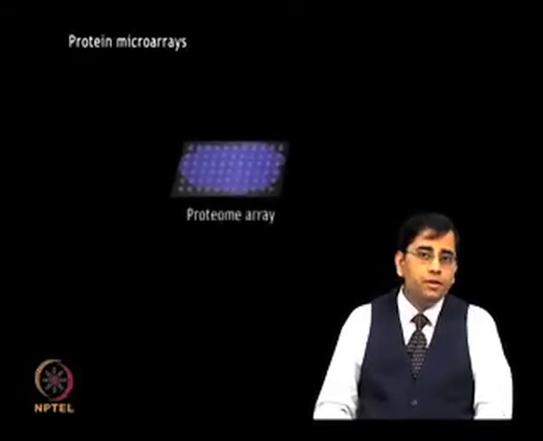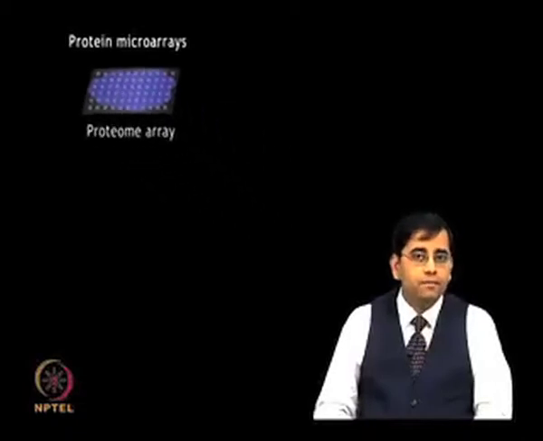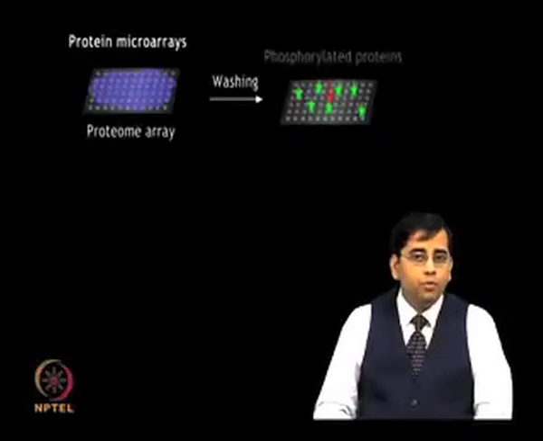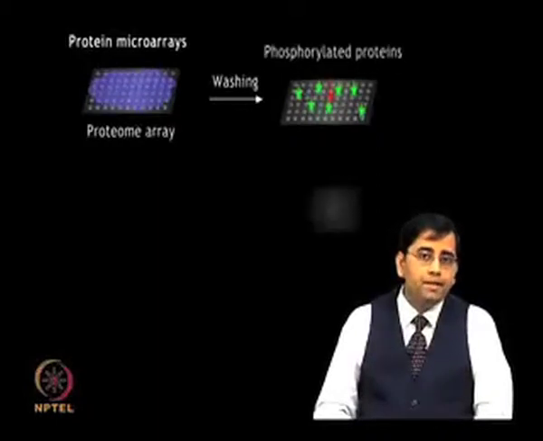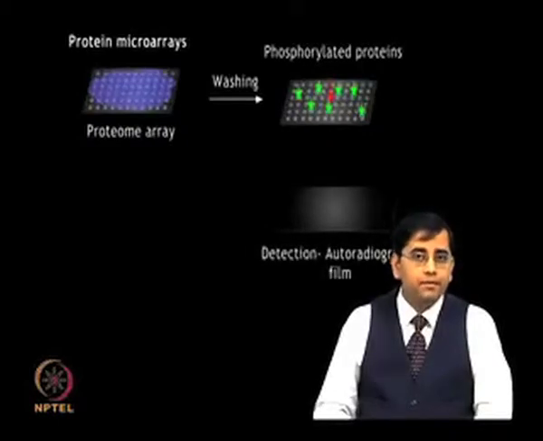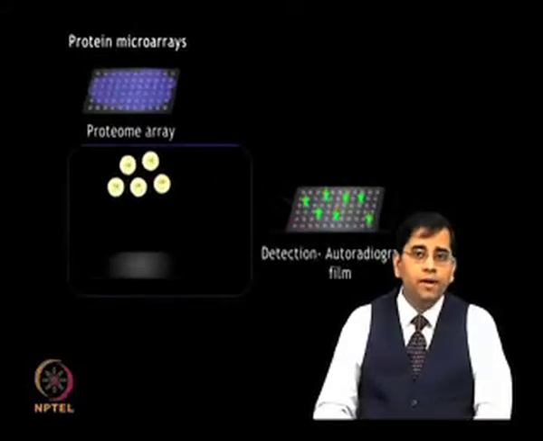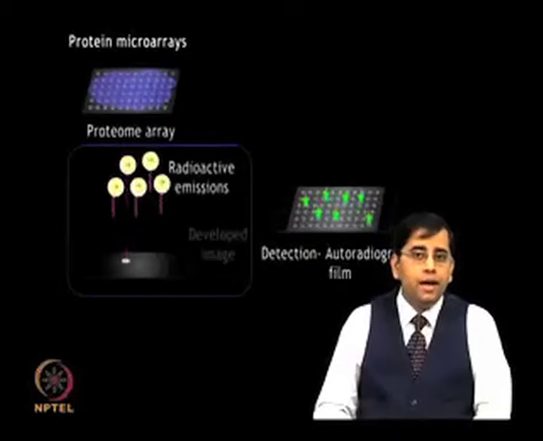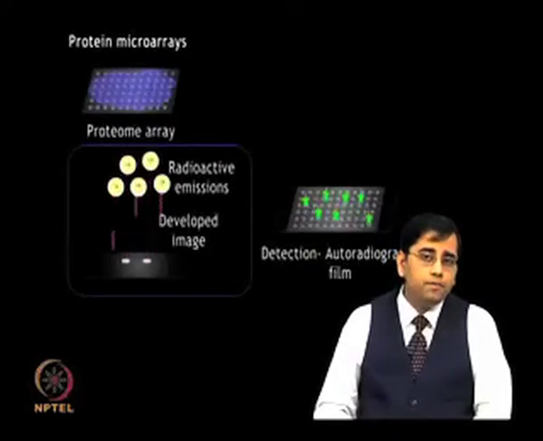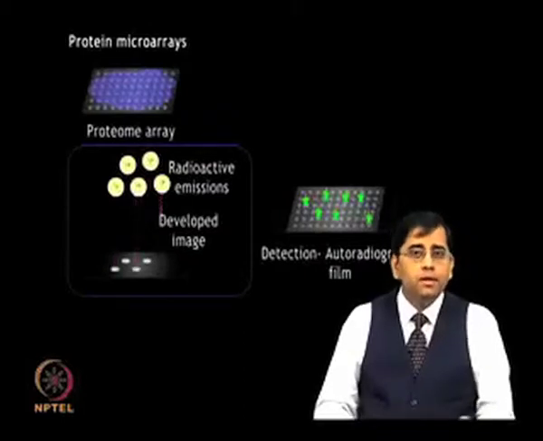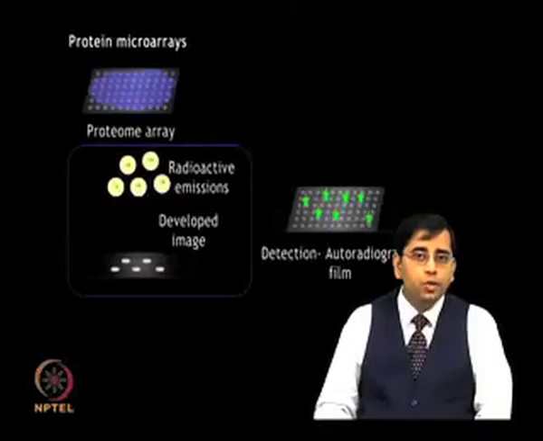After sufficient incubation, excess unbound ATP and enzyme are washed off the array surface. Detection is carried out by means of autoradiography, wherein a photographic film is placed in contact with the array surface. The radioactive emissions from the phosphate label present at the phosphorylated protein sites strike the film. Upon development, the positions at which phosphorylation has occurred can be clearly determined. Thus, proteome chip technology offers a useful platform for detection of phosphorylated proteins.